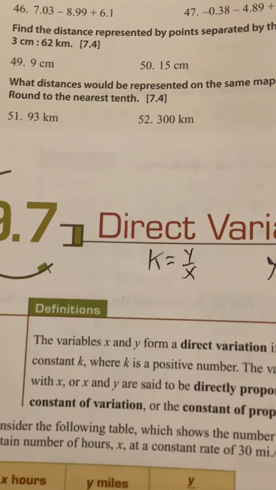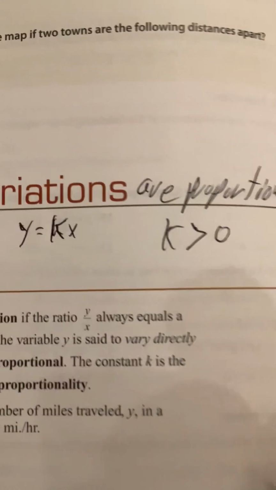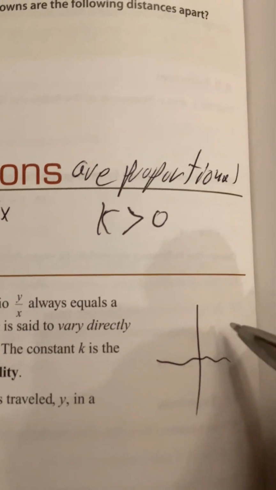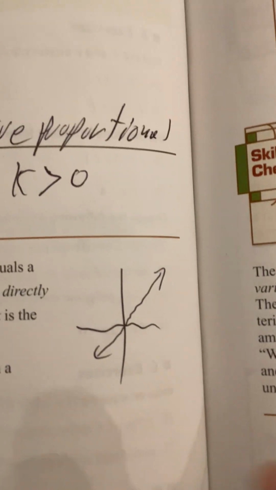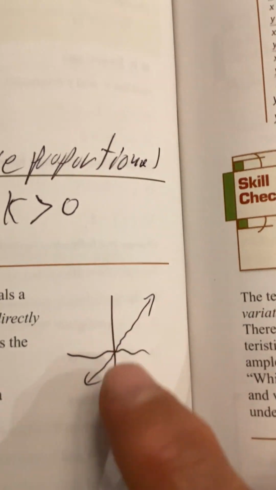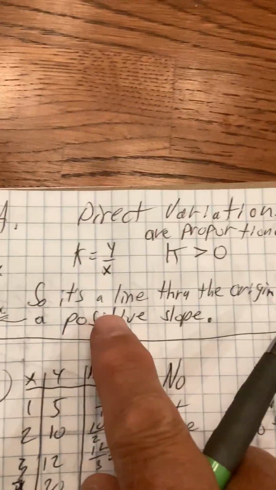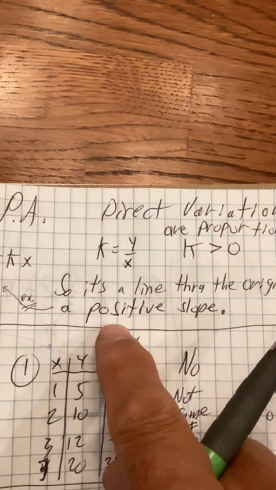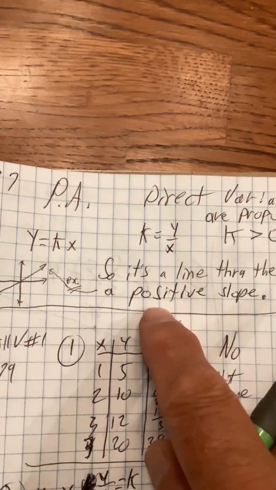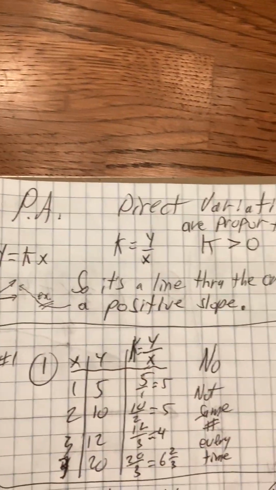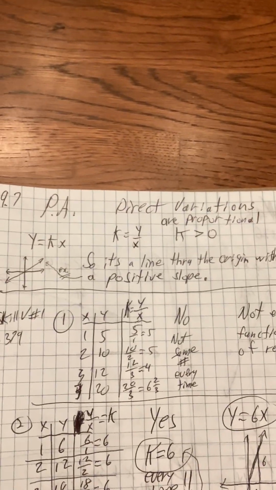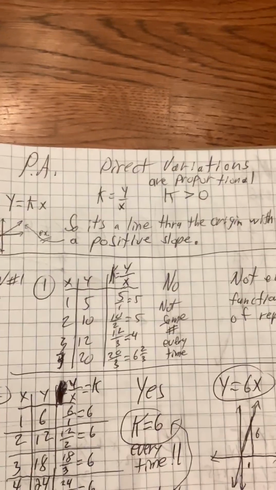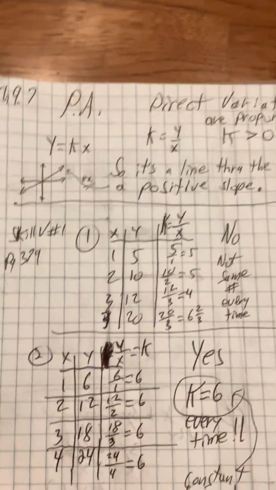Which means you're going to get a line. If you graph it, you're going to get a line through the origin with a positive slope. So write that down. It's a line through the origin with a positive slope. Direct variation, all that stuff is going on there conceptually. So write that down, study it, get that down. Right. So anyways, they show you this stuff.